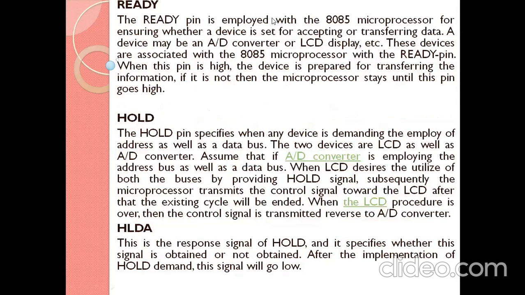Next is the ready pin, hold pin, and HLDA, hold acknowledgement. First, we can see what is meant by the ready pin. There are various types of input and output devices available. For example, LCD is an output device. ADC is an input device. Suppose I am going to transfer some data to the LCD. First it will check whether the LCD is ready to receive the data. If it is not ready and you send any data, the data will get lost.